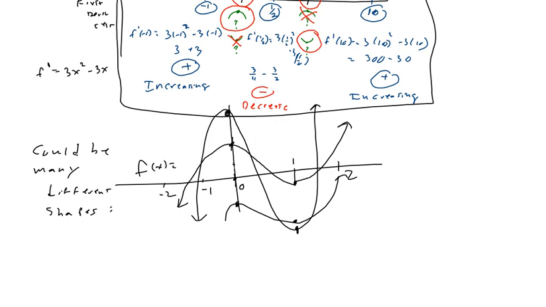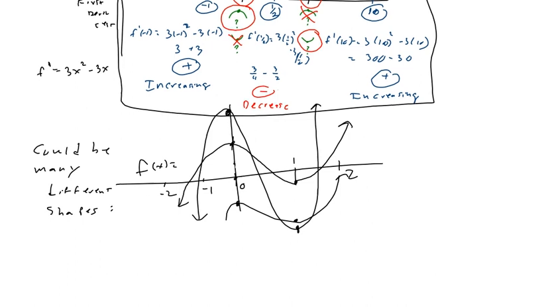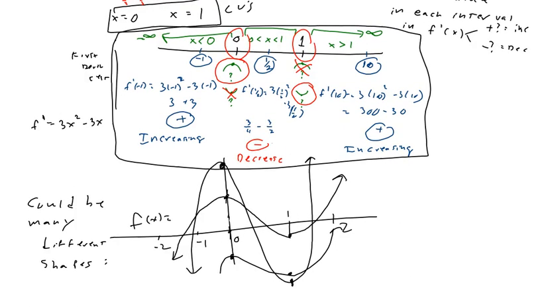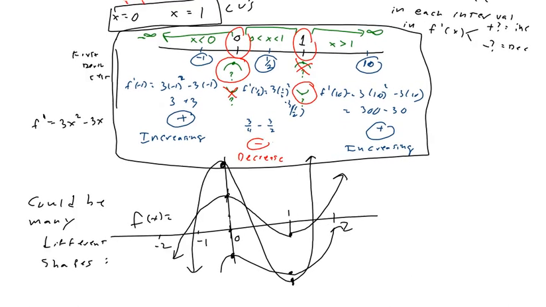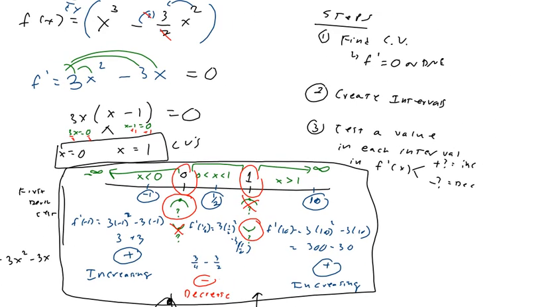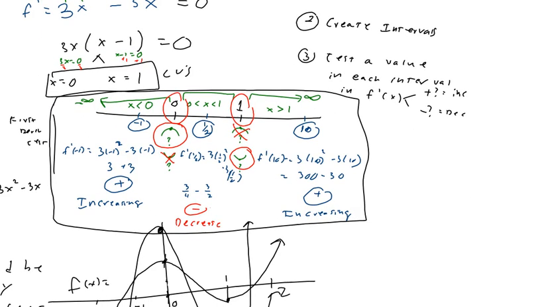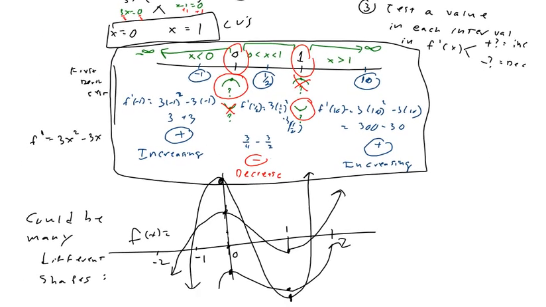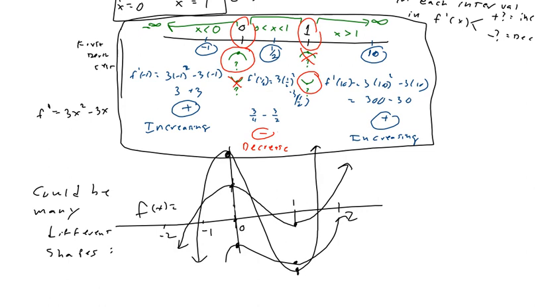So any questions about this process that we've gone through? We found the critical values, created intervals, and then tested a value in each interval in f prime for positive, negative. Okay, we tested our intervals, found our values. Let's try another.